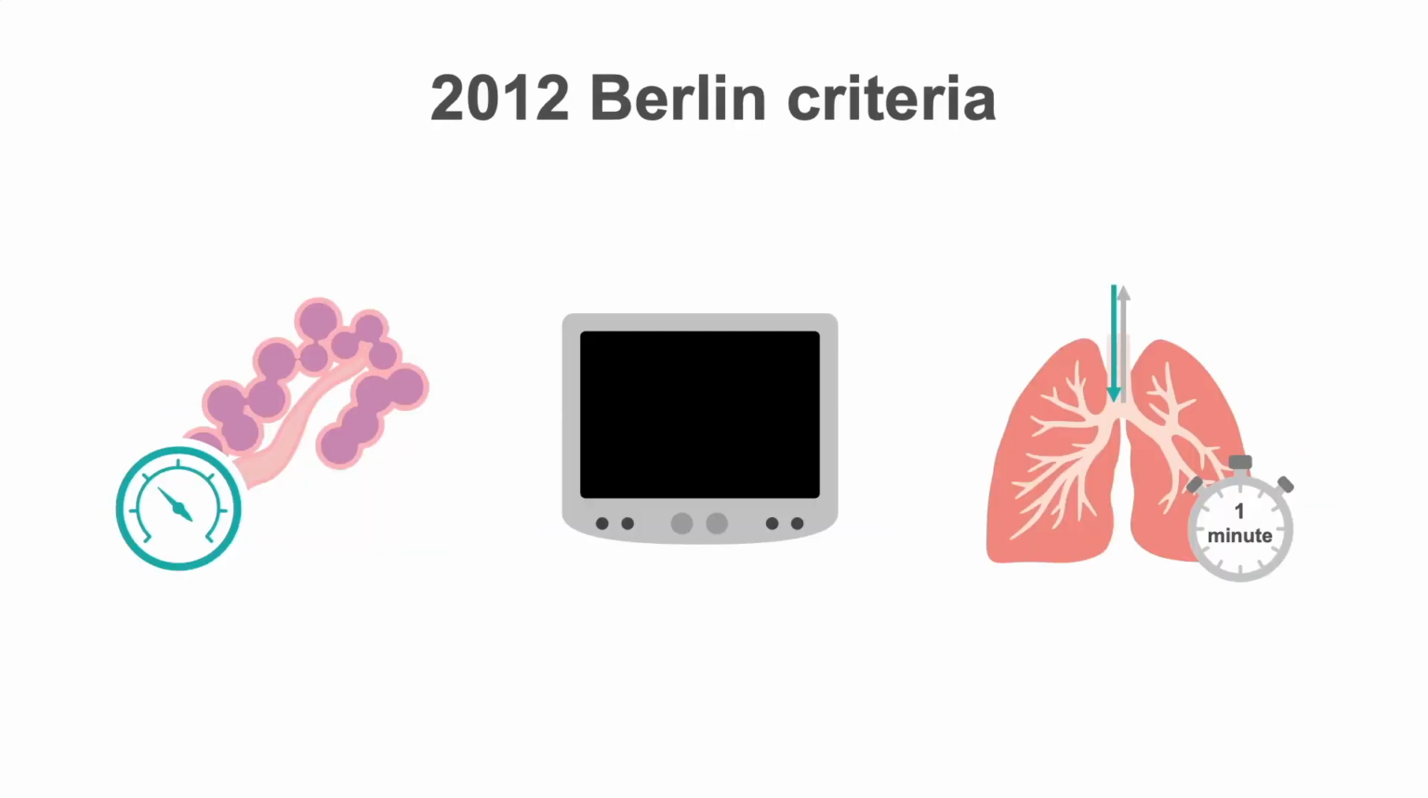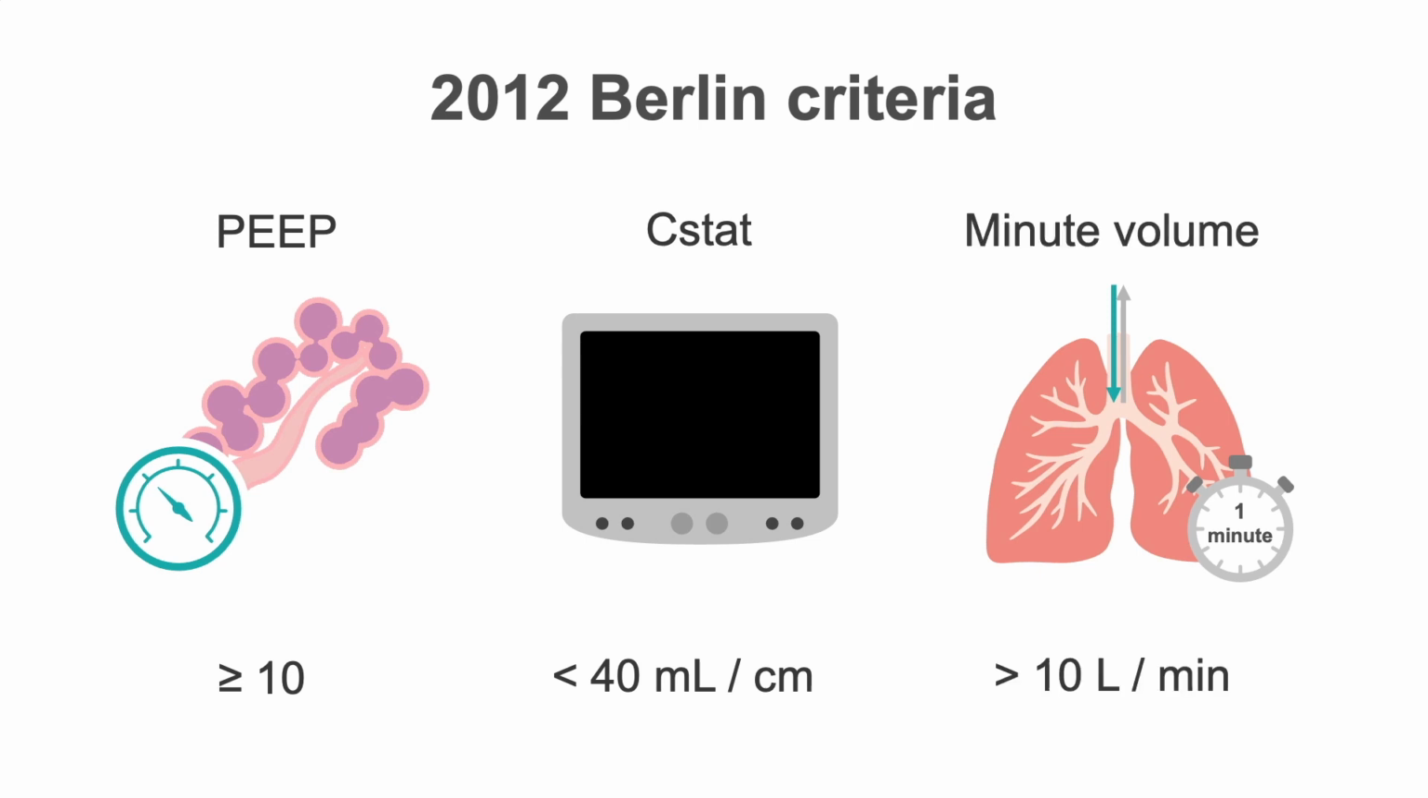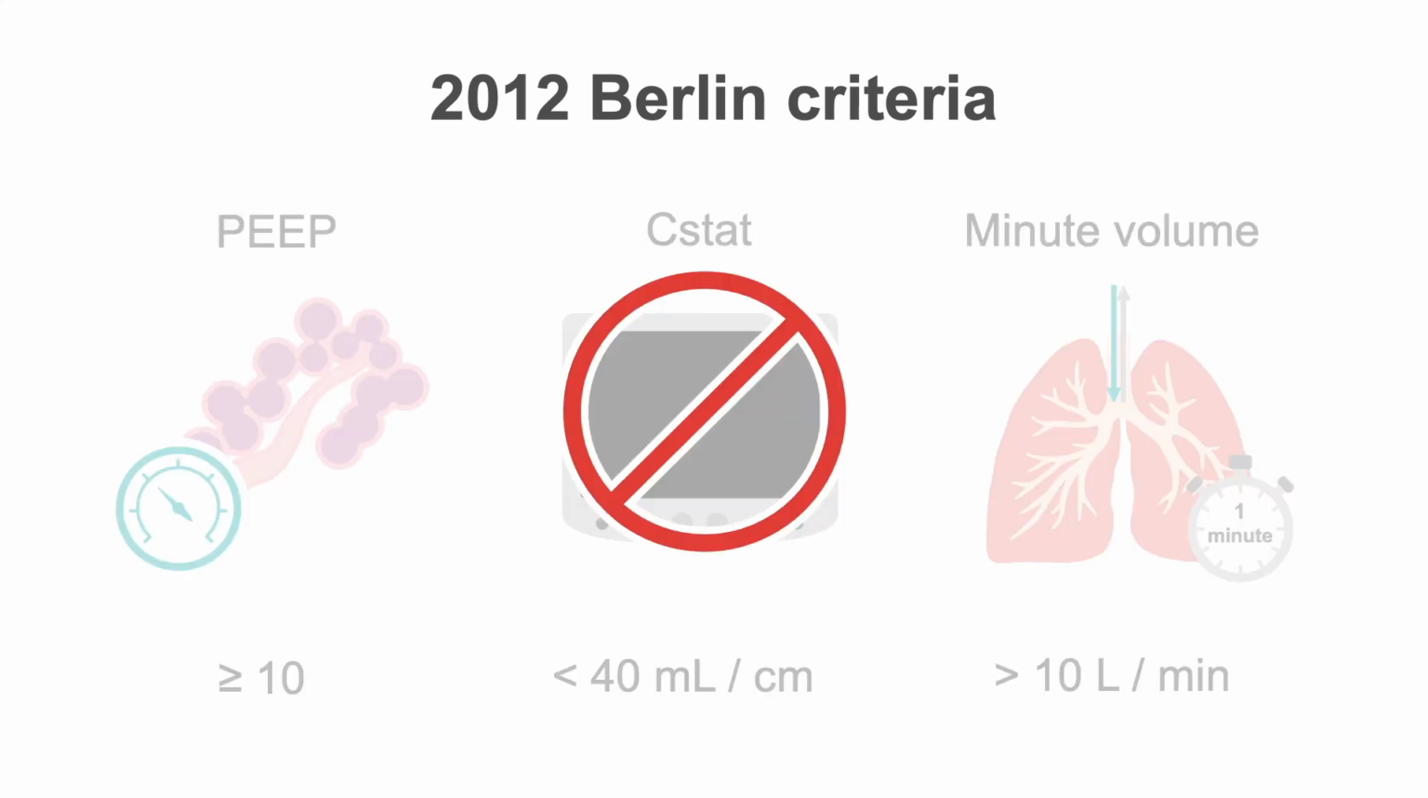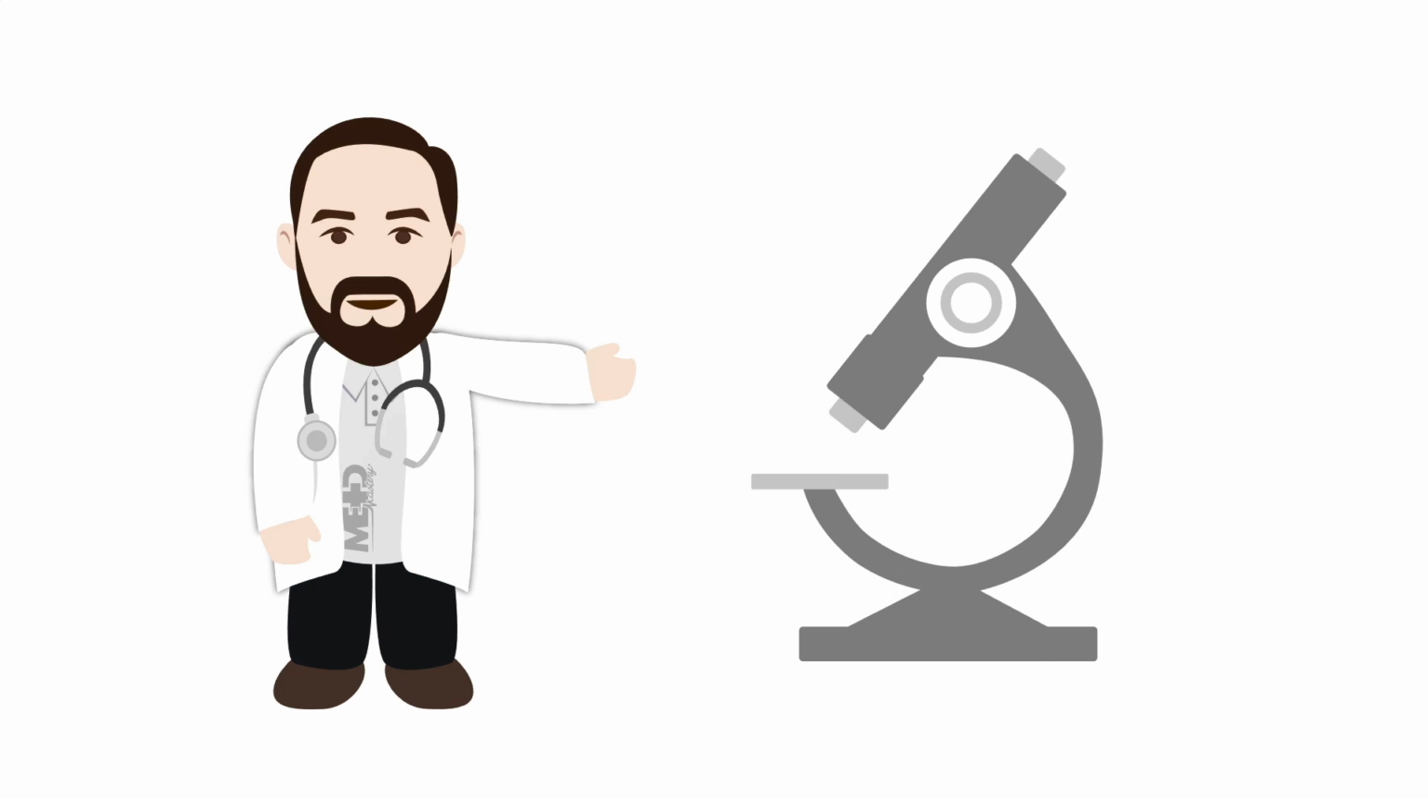Other variables evaluated at the Berlin conference included PEEP of greater than or equal to 10, static compliance less than 40 milliliters per centimeter water, and minute volume greater than 10 liters per minute. This is a surrogate for increased dead space. When evaluated, these ancillary variables did not identify patients with higher mortality and were therefore excluded from the final definition in favor of a less complex and more user-friendly ARDS definition. Now that you can handle diagnosing and staging the severity of ARDS, it's time to take a view of ARDS in terms of its pathology.